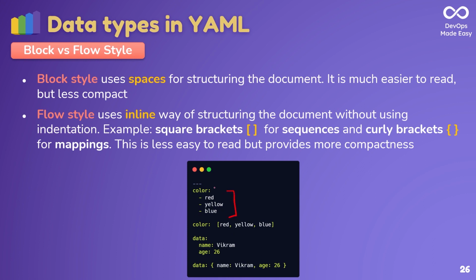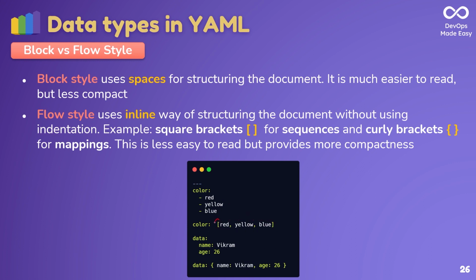So this is a block. Block style uses spaces for structuring the document. It is much easier to read but less compact, because this will occupy a lot of space. So it is easier to read but takes a lot of space and is less compact. In case of flow style, these are called inline ways of structuring the document. That means if color is a list, I can have the elements of the list mentioned on the same line. It takes less space, but it is somewhat less easy to read, because giving it on a separate line makes it easier to read. Giving it on a single line makes it a little bit difficult to read.